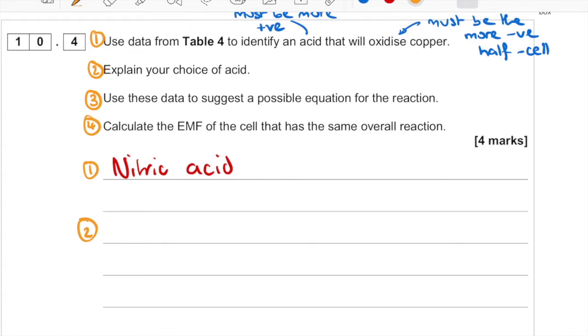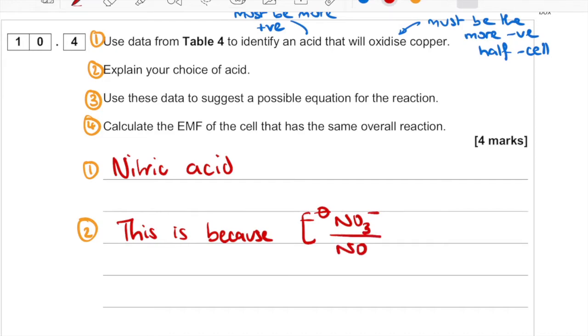The way that AQA present these things in mark schemes is they represent a half cell value by drawing them as those sort of fractions. So what they would write is something like that. So it's the electrode potential for the nitrate, and what you do is you write the oxidized over the reduced species.